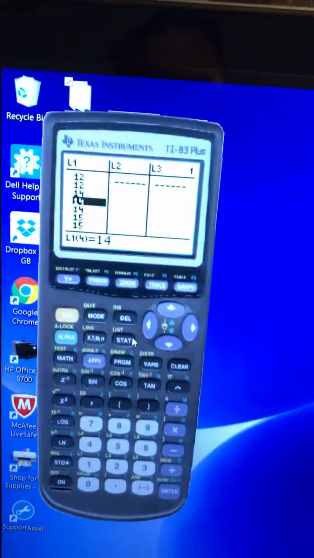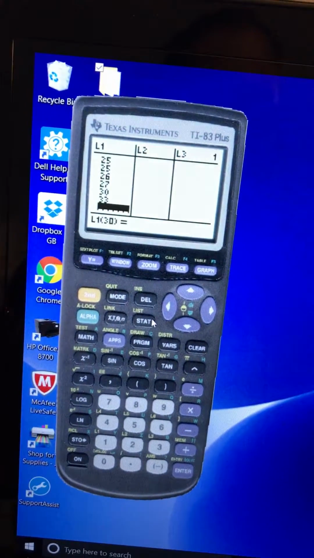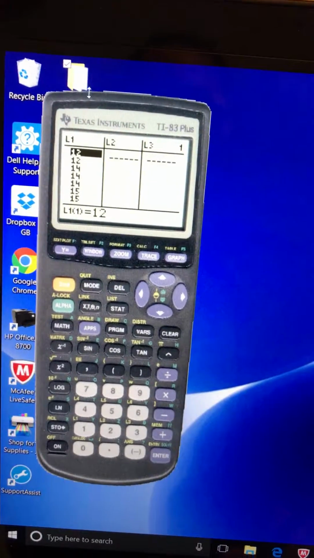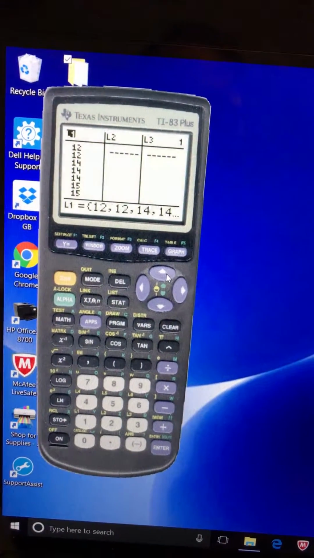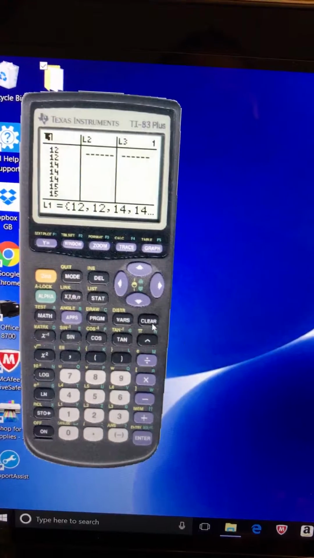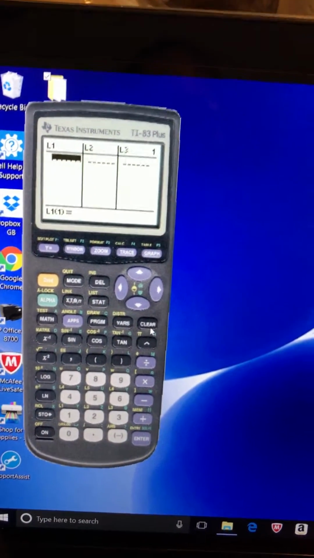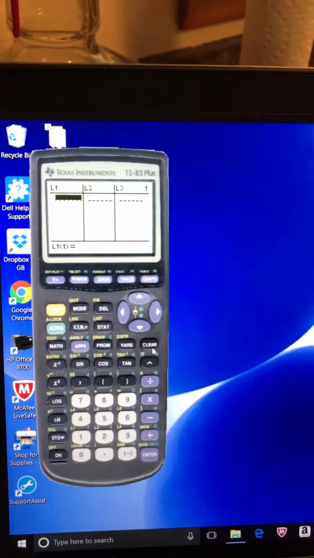So if you're in Stat and Edit, so I'm still here because I was in there just a minute ago. Oops. Well, okay, quit hitting buttons. If you go up to L1, and we don't need it anymore. You could use L2 and L3, but I'm just going to get rid of L1 altogether. Hit clear and enter. It clears it out for you.